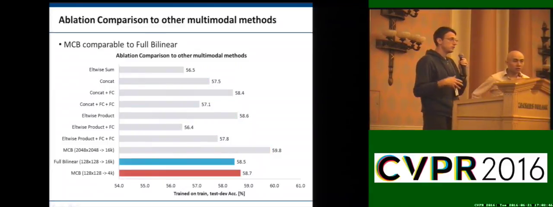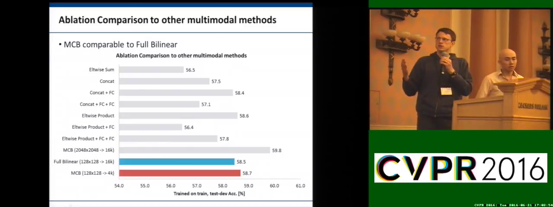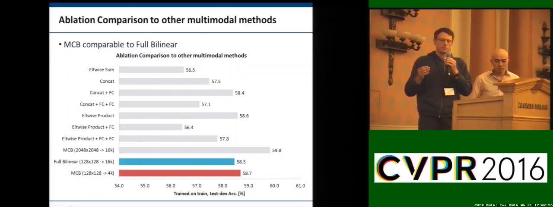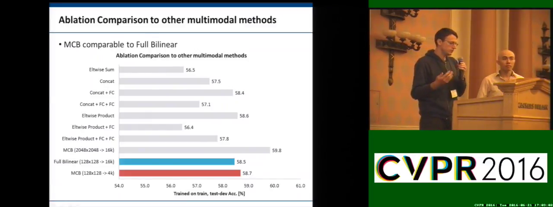We also compare to the full bilinear model. Here we reduced the number of input dimensions because it wouldn't fit in memory and we couldn't learn it. So here we see that multimodal compact bilinear is actually a good approximation for the full bilinear.